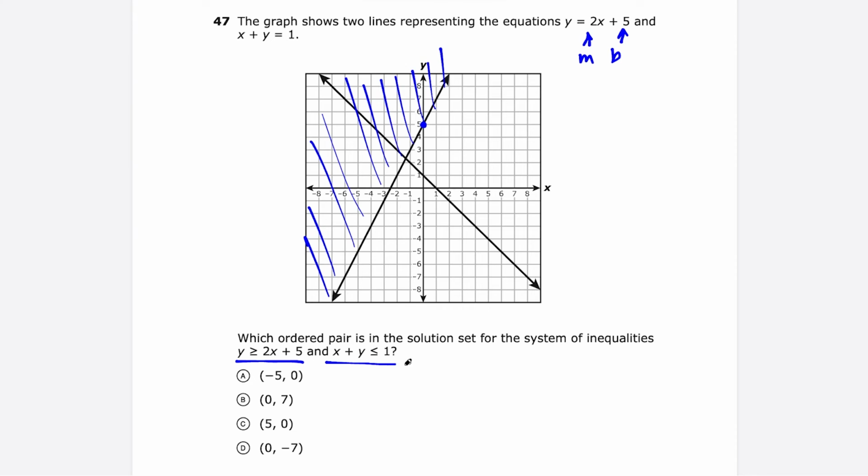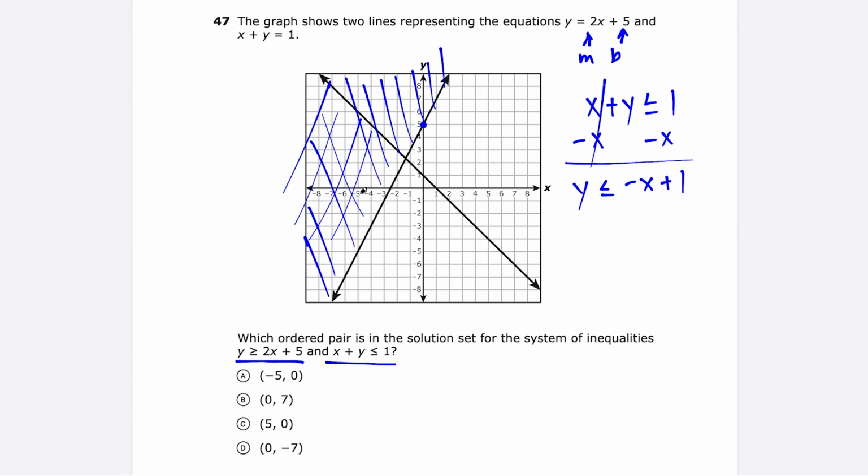But now for the second inequality, we have to be careful. If we have x plus y is less than or equal to 1, we have to solve this for y before we start shading anything. So we're going to have y is less than or equal to negative x plus 1. And now here we have that second line. This is the graph of y equals negative x plus 1, but now we're going y less than or equal to, so we're shading under. So we're going to shade under that second line, and that tells us our solution set is going to be in this space over here. So here is our solution set.